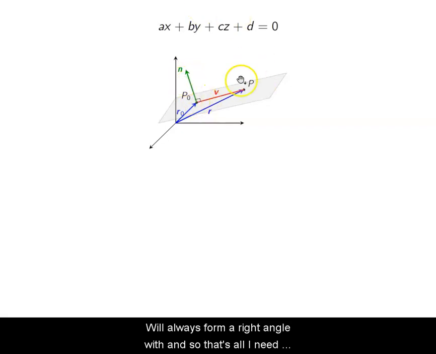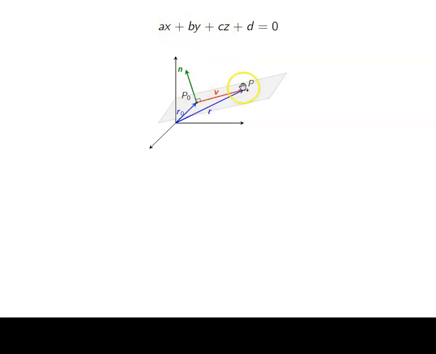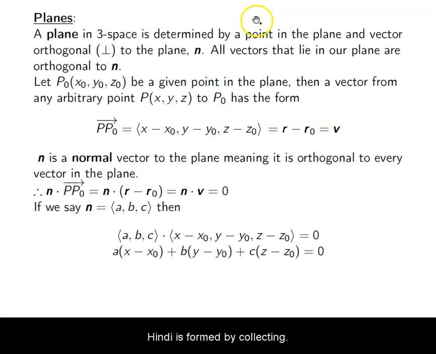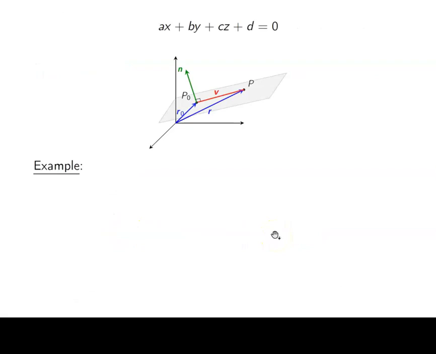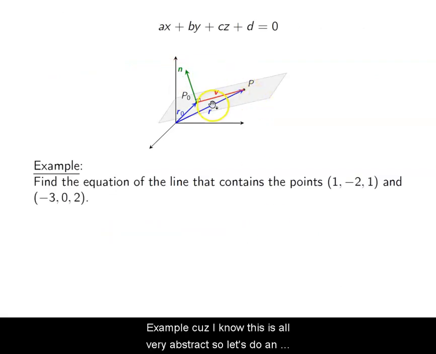So that's all I need for this. Again, remember, n is my a, b, and c. Any other point in here is x, y, and z, and d is formed by collecting the constants with that dot product. If you need to remember anything, remember this equation for d, but it might be easier just to do this from scratch each time. Okay, so let's do an example, because I know this is all very abstract.